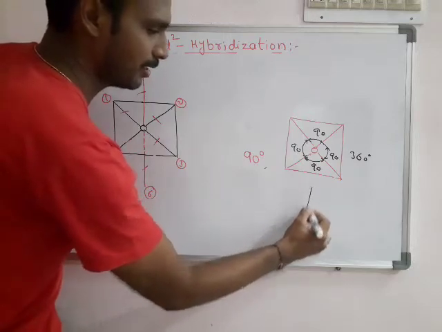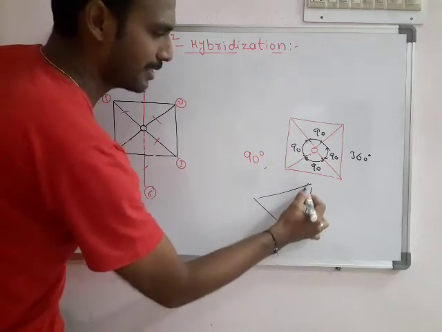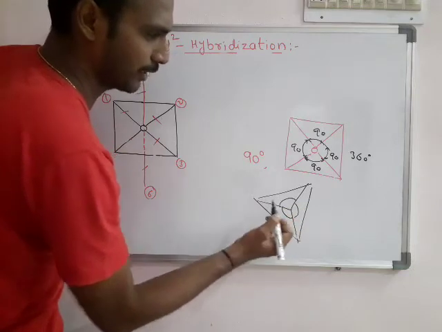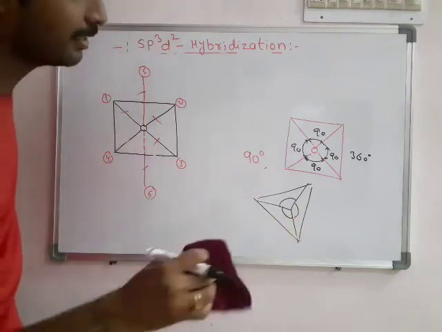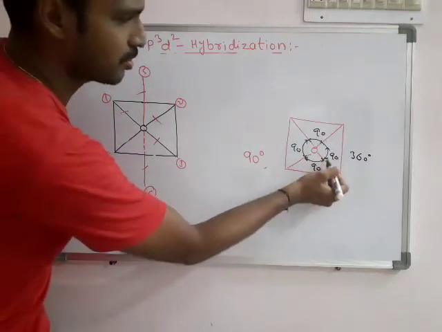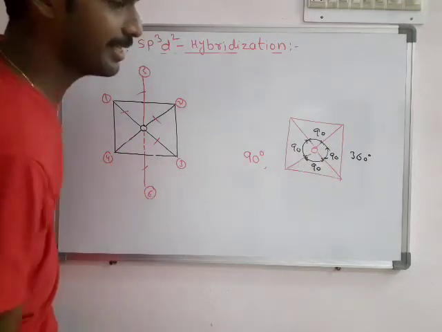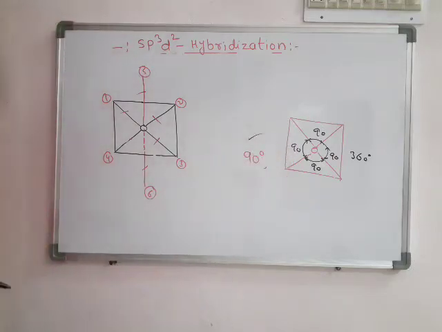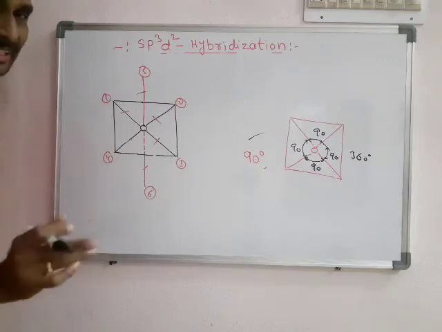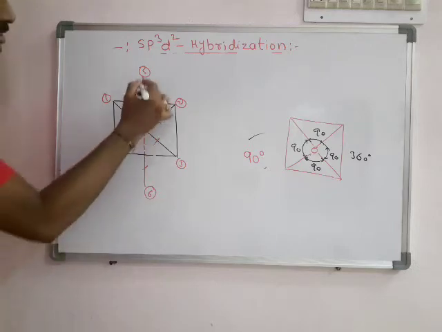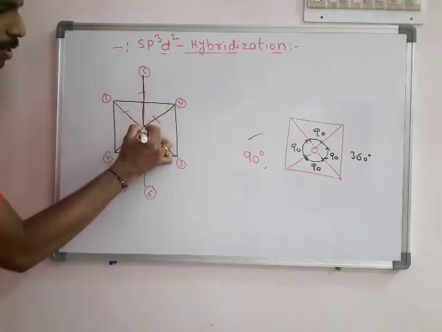So in a planar triangle it is 120, 120, 120. In the same way, this is the square planar, so adjacent ones have 90 degrees. There is also another place where 90 degrees is present. Can you guess where the 90 degrees is present? See, this is the rod, and this is a wing.